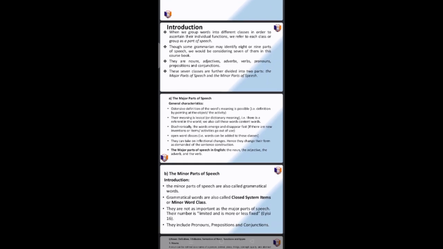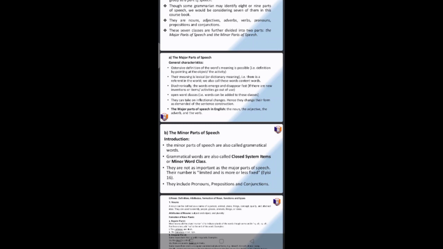These 7 classes are further divided into 2 parts: the major parts of speech and the minor parts of speech. A. The major parts of speech. General characteristics. 1. Ostensive definition of the word's meaning is possible. That is, definition by pointing at the object or the activity.